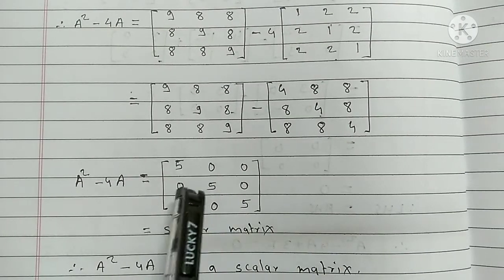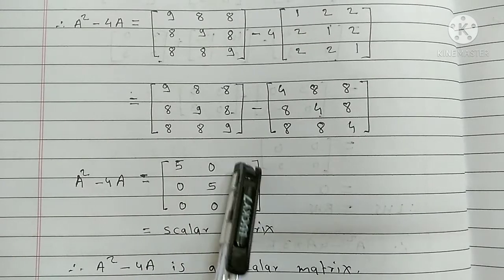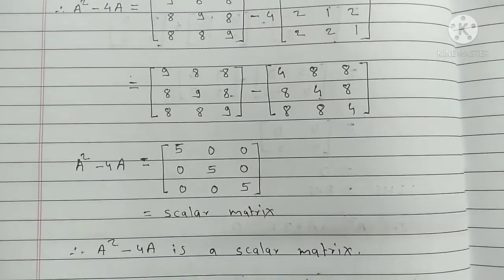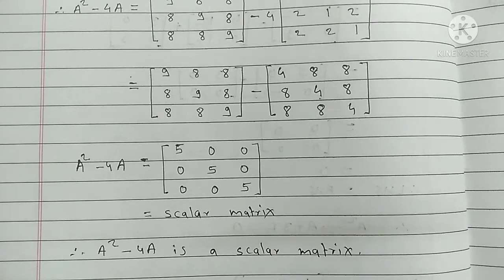So in this matrix, the diagonal elements are 5, 5, 5 and the other elements are 0. So this is a scalar matrix. So A square minus 4A is a scalar matrix.